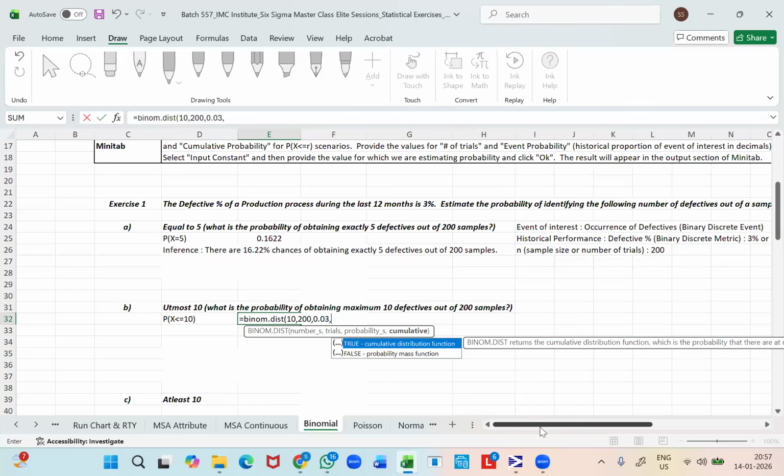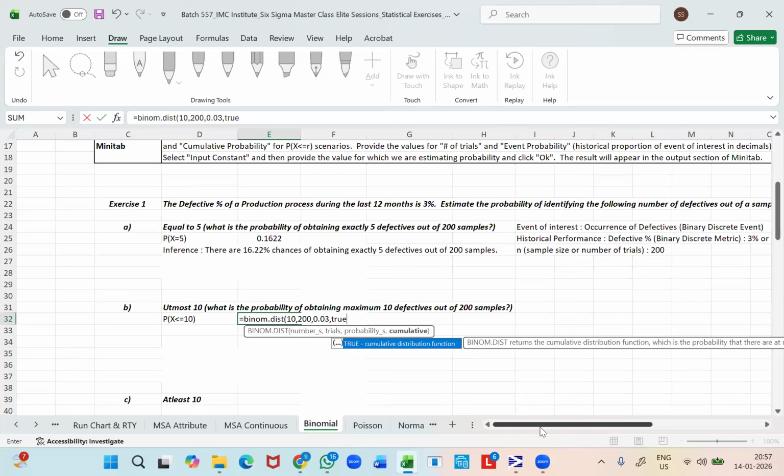And now coming to cumulative. Since we would need to add individual probability values from 0 to 10 for this second scenario, we need to give cumulative as true. Cumulative means summing up some individual values, right? Since we are supposed to sum up the individual probability values from 0 to 10 for obtaining P of X less than or equal to 10, we need to provide cumulative as true.